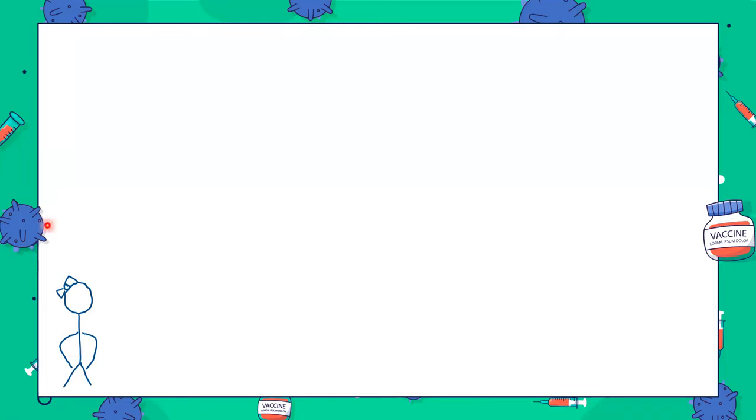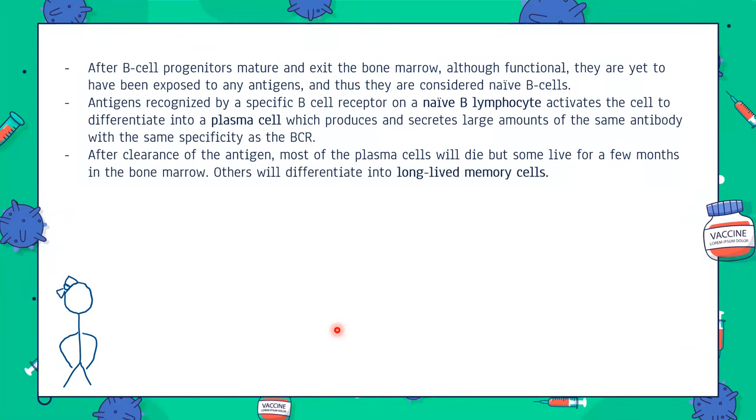Now, do you guys remember who this was? One of our play characters? Babysitter, perfect. So this is our B cell. After a B cell progenitor matures and exits the bone marrow, although it's functional, it hasn't yet been exposed to any antigens. So think of a B cell like us. After we graduate, we go out into the world and we're like, oh my God, I have finally gotten my degree, I am a doctor now. This is amazing. And then you go to residency and you have no idea what you're doing. It's a scary truth, but it is the truth.